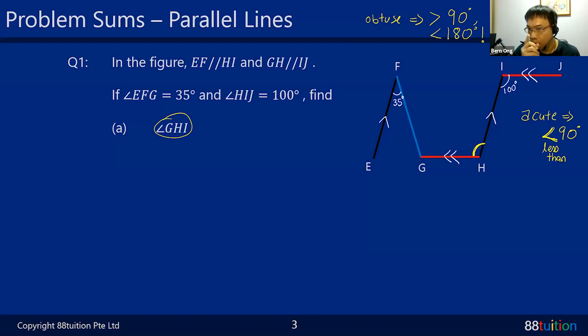There's one more. What is it? Beside acute, beside obtuse, there's one more. Starts with R. Yes, reflex. Very good. Reflex angle. So reflex angle means what? Reflex angle is more than 180 degrees, less than 360 degrees.